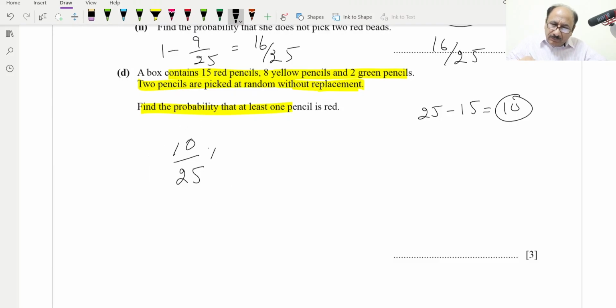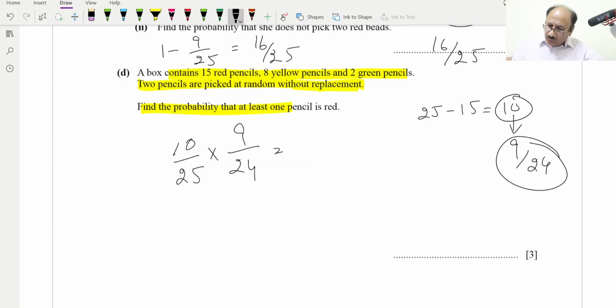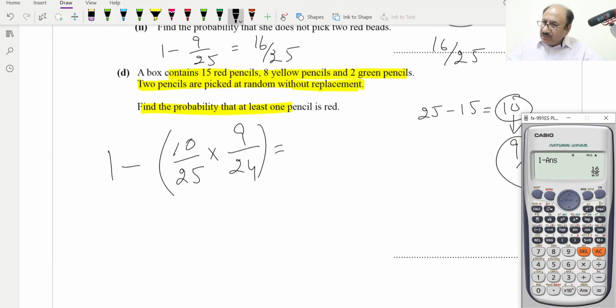Now for the second pencil, one not red is already gone. So this number will reduce to 9, and the total will reduce, instead of 25 it will now be 24, because it is not replaced. So this will be 9 over 24, and we can calculate this probability. This is basically a not red pencil. So for not red pencils, we will subtract from 1 to get red from the total probability.